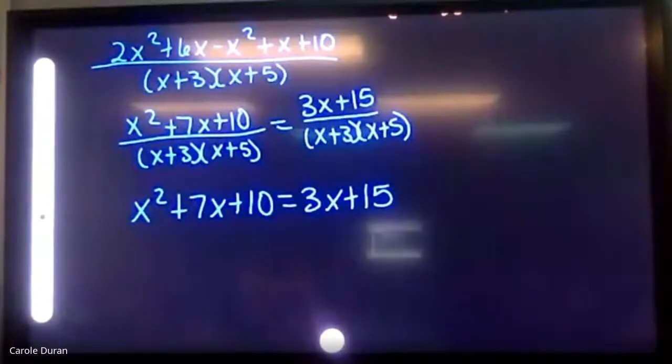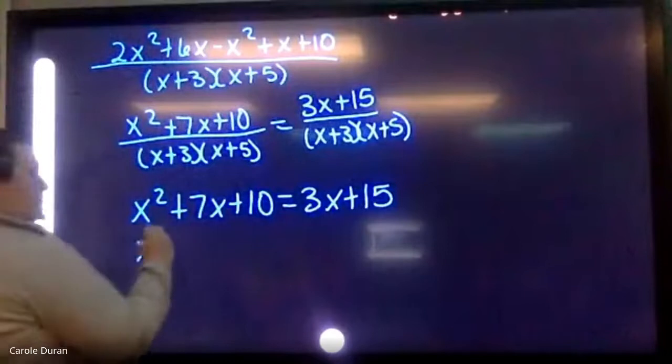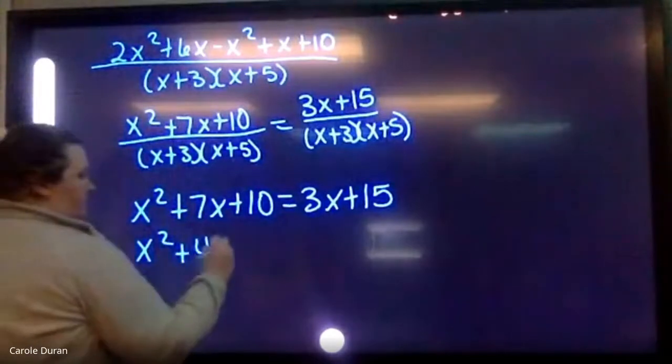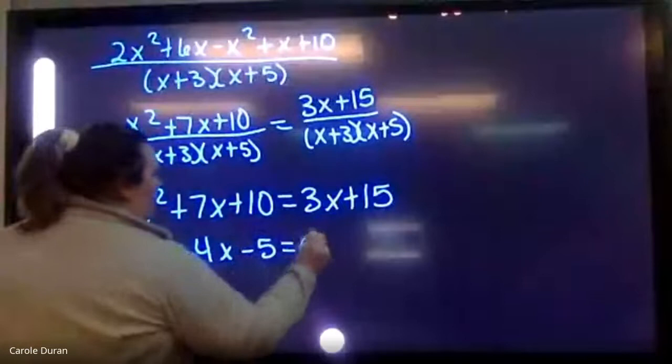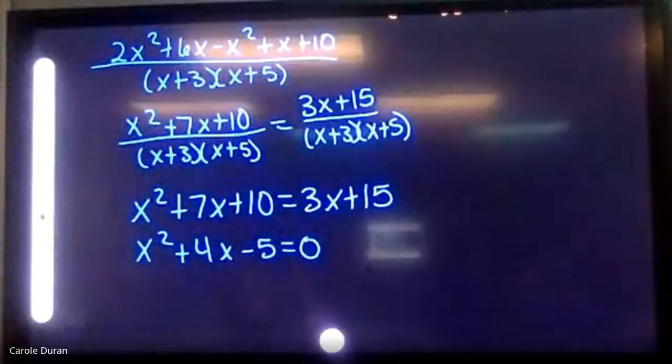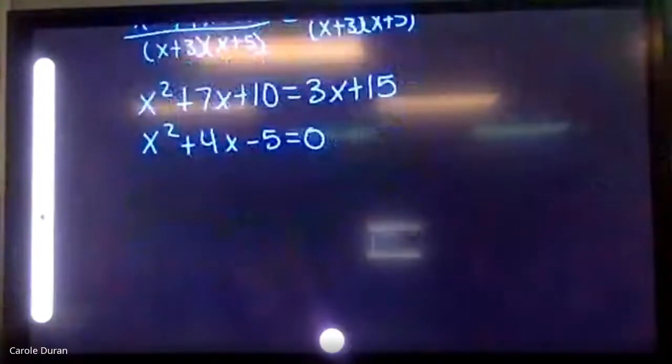So then here, I'm going to combine like terms. I'm going to subtract the 3x over to the left, and I'll subtract the 15 over to the left. When I do, I get x squared plus 4x minus 5. We could use the quadratic formula here. You're more than welcome to. Or I could do what? What could I do to finish solving this out? I could factor it. What two numbers multiply together to get negative 5 but add to get 4? 5 and negative 1.